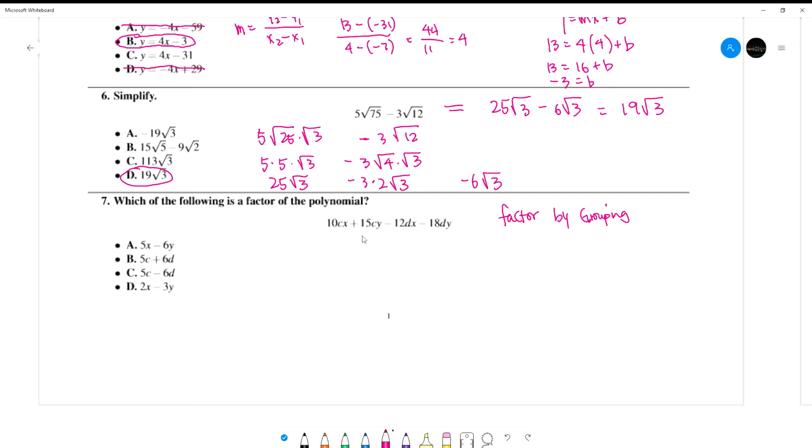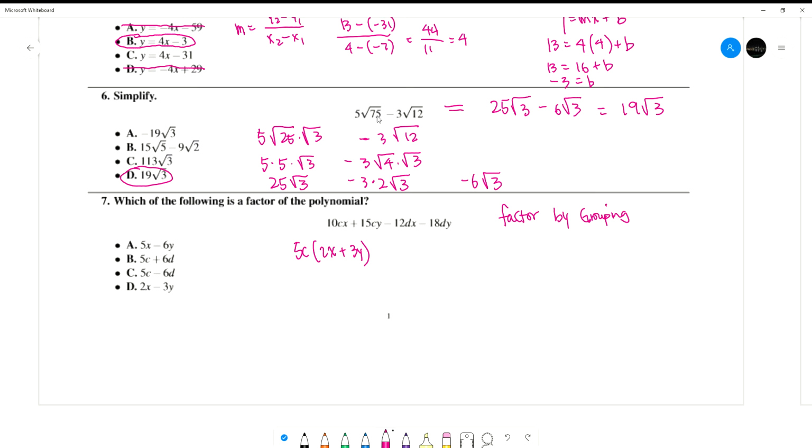So in the first group, the first 2, right? I see that there's a GCF of 5c. So let me factor 5c out, and I get 2x plus 3y. In the second group, I see that the leading coefficient is negative. Therefore, I have to factor a negative out. Don't forget that, okay? That's a common mistake that'll lead to people getting stuck when they factor, all right?